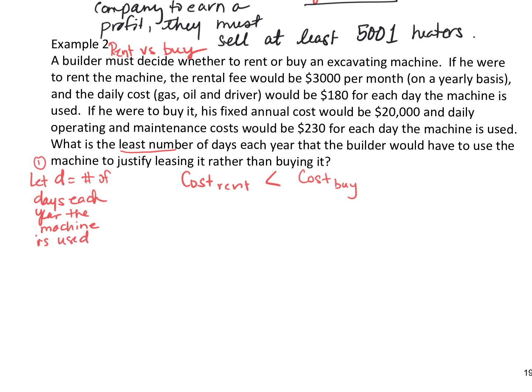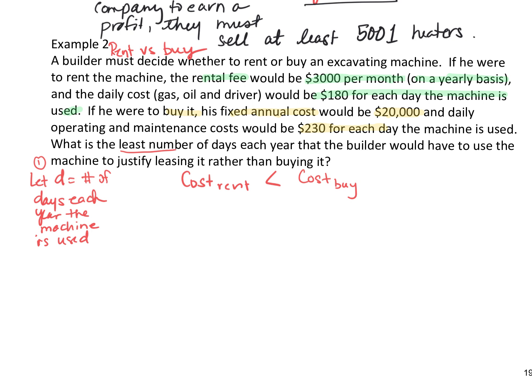All right, so let's use our highlighter and go through here, using different colors. I'm going to talk about the renting part first, so I'll use green. If we were to rent the machine, the rental fee would be $3,000 per month on a yearly basis, and the daily oil and gas would be $180 for each day the machine is used. I'm going to use a different color for buying. If you buy it, the fixed annual cost would be $20,000, which we're already told, and the daily operating cost would be $230 for each day.